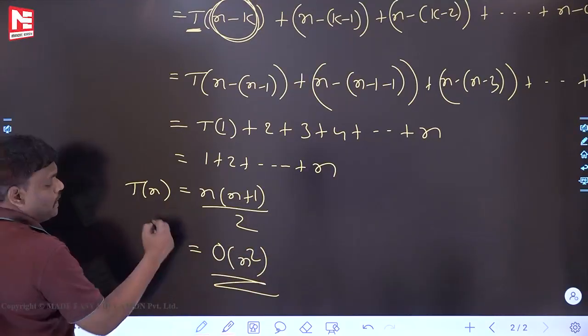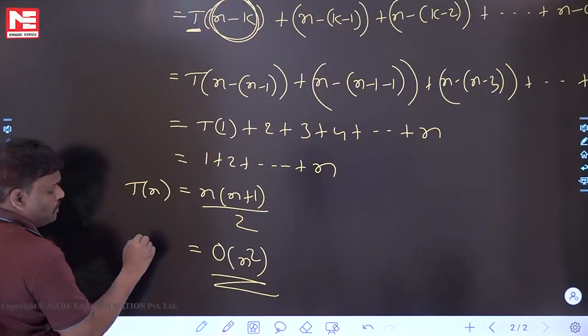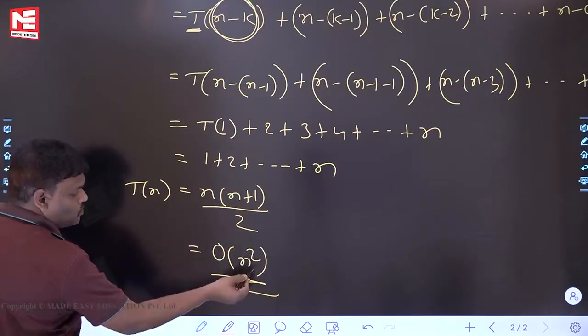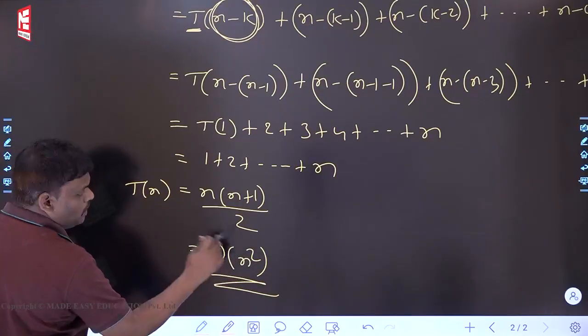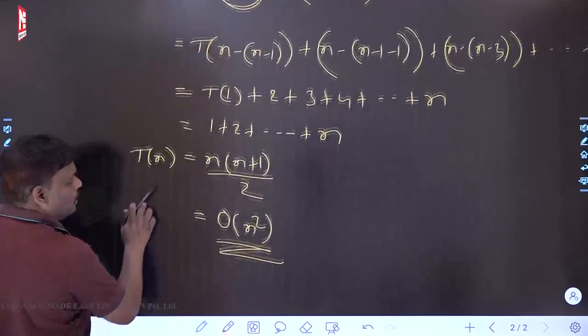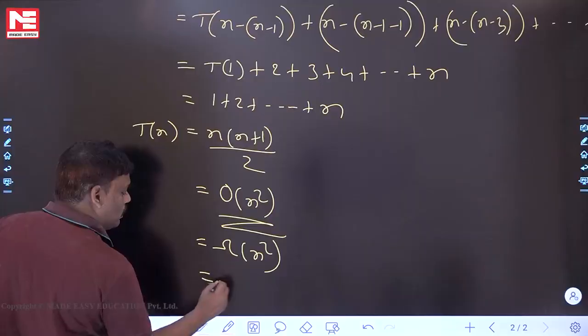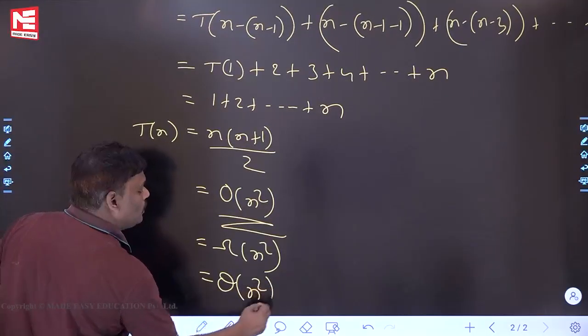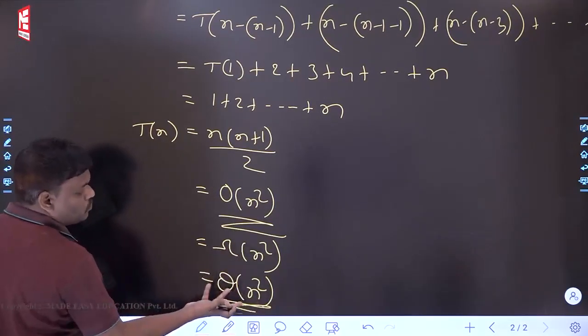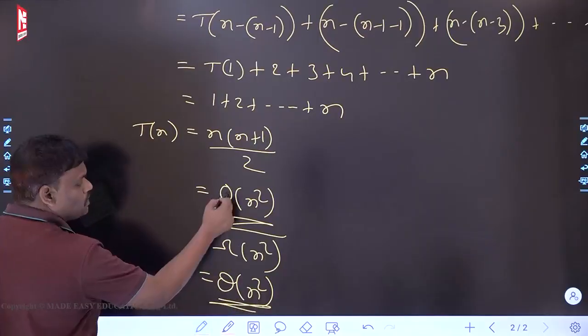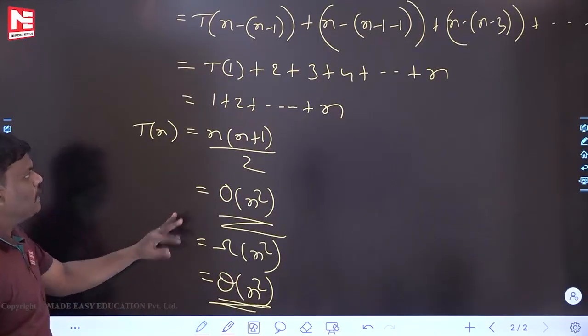And one more thing, left side, right side, the bigger function is the same. Left side is n into n plus 1 by 2, right side is n square. Both bigger functions are the same. You can write theta also. Omega of n square also you can write. Finally, theta of n square also you can write. That is the reason in some books theta of n square. Theta is there means big O is there, omega is there, because left side, right side are the same.